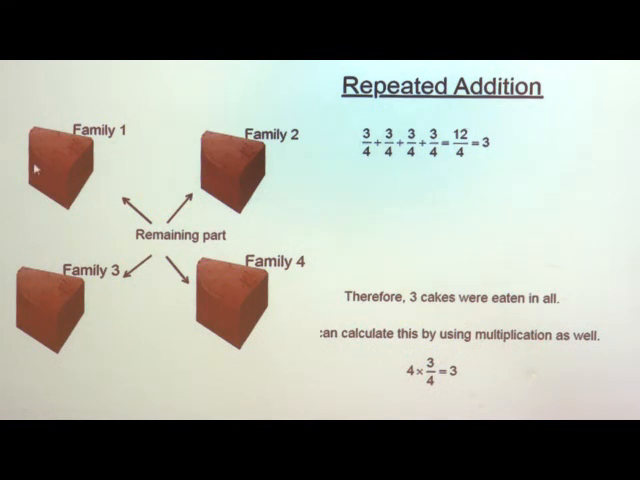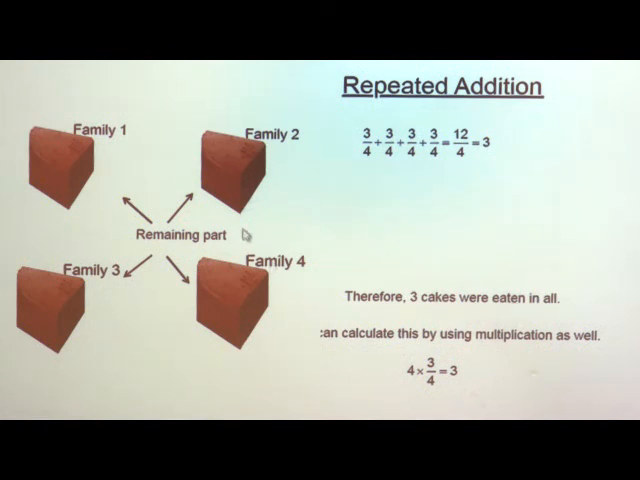Here we have a cake with 4 pieces, where one family is having 1/4 piece, here the second family, here the third family and the fourth family. The remaining part is how much we have to find out. Here everyone is having 3/4 of a cake, the 1st, 2nd, 3rd and 4th family. So the total will be how much? Because here the denominators are the same, you can directly do addition. Taking a common denominator, it is 12 upon 4, which is nothing but 3. So therefore 3 cakes were eaten in all.